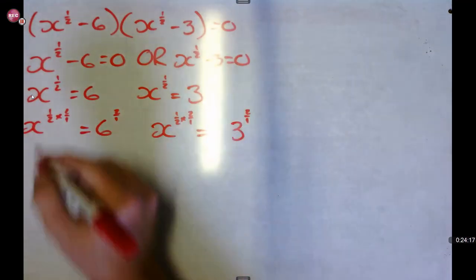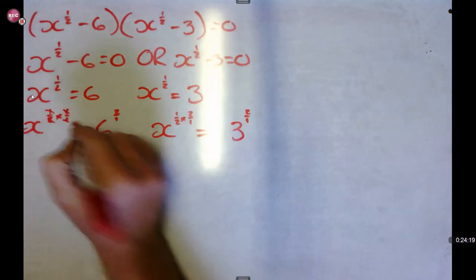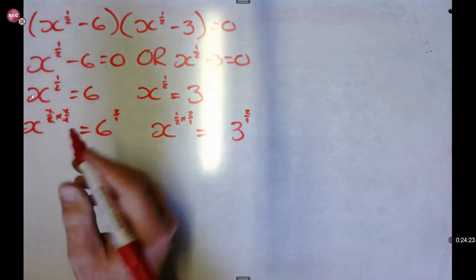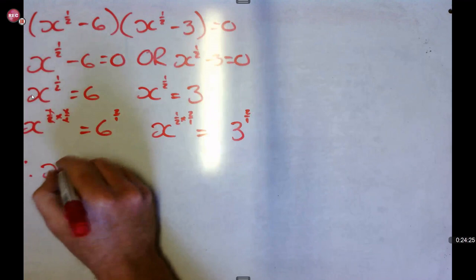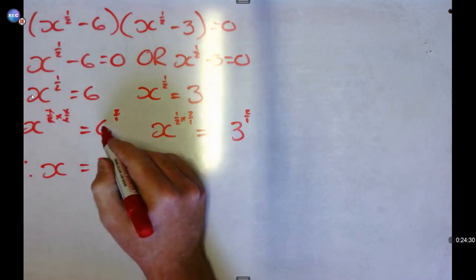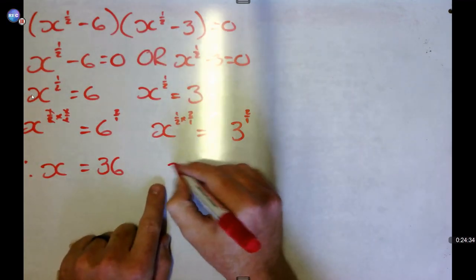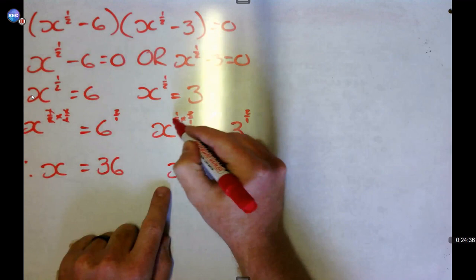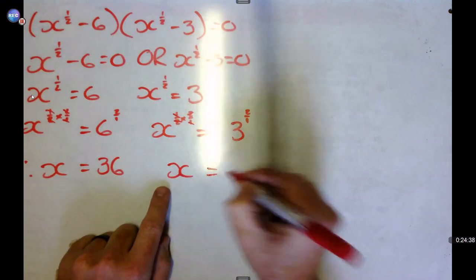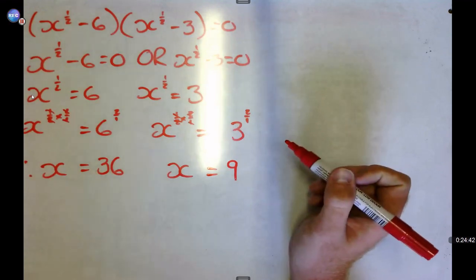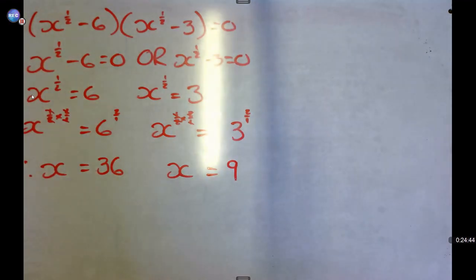Okay. You'll then obviously cancel out the fractions that are in the exponent position, and therefore you'll have x is then equal to 36, because 6 times 6 is 36, and then on this side you'll then have x, remember that these ones cancel out, is equal to 9, because 3 times 3 gives me 9, and there you've solved your question.